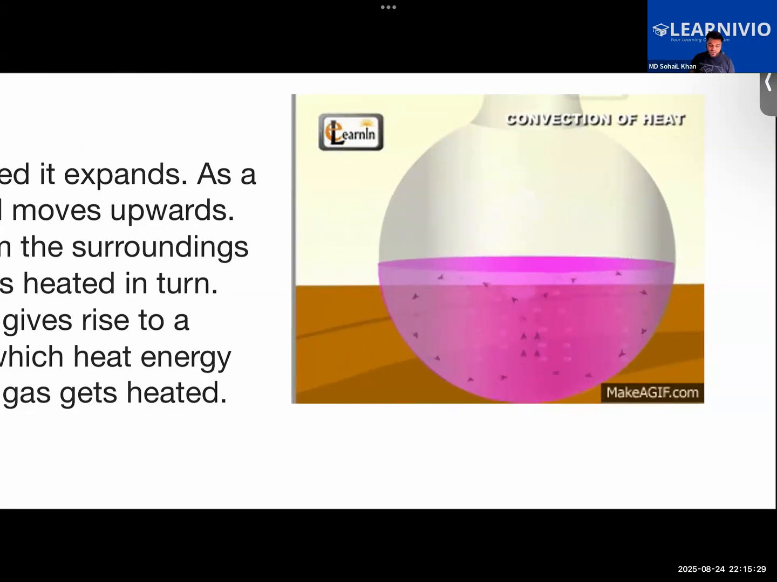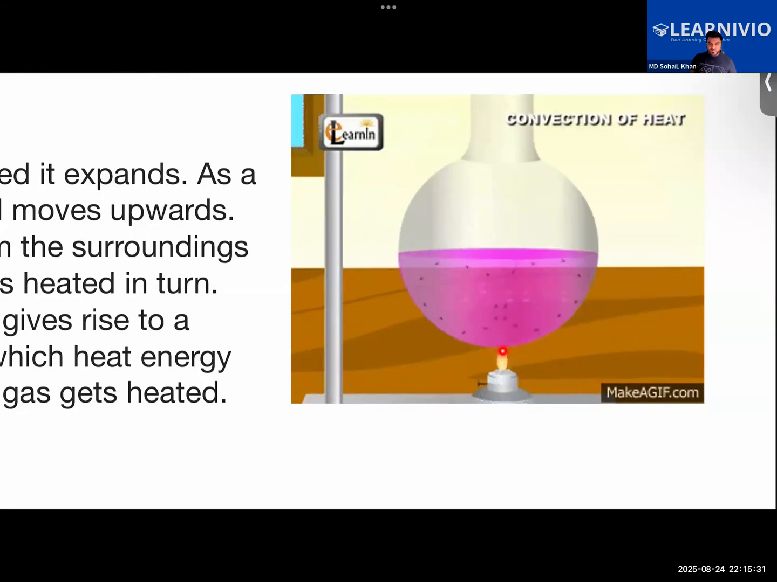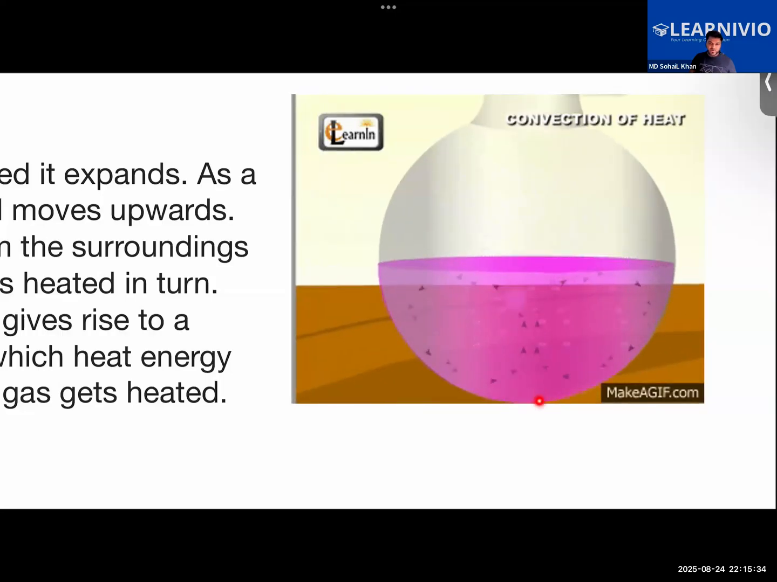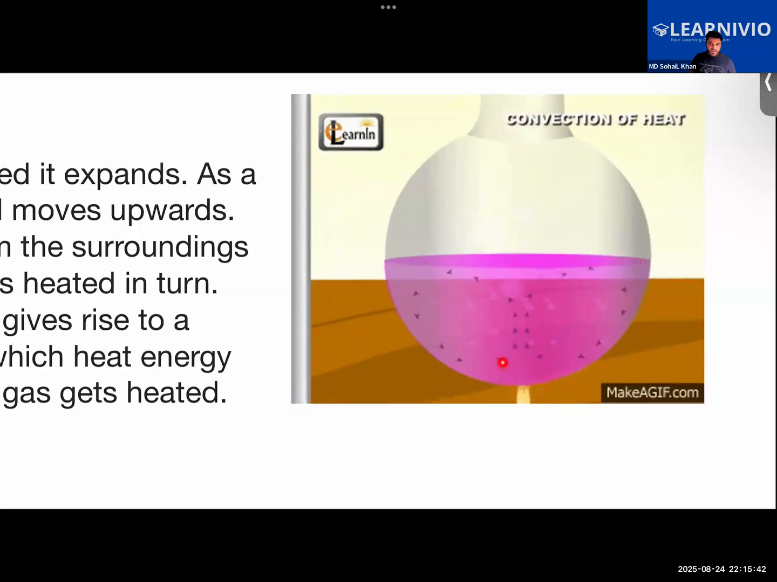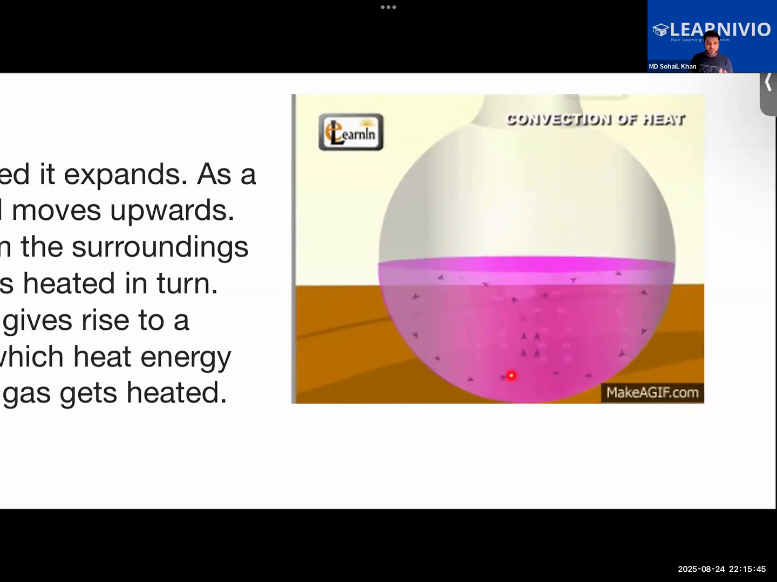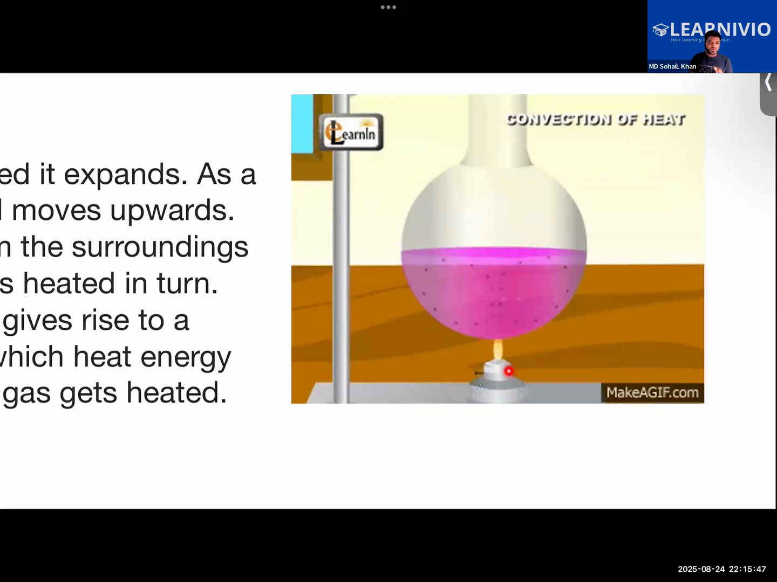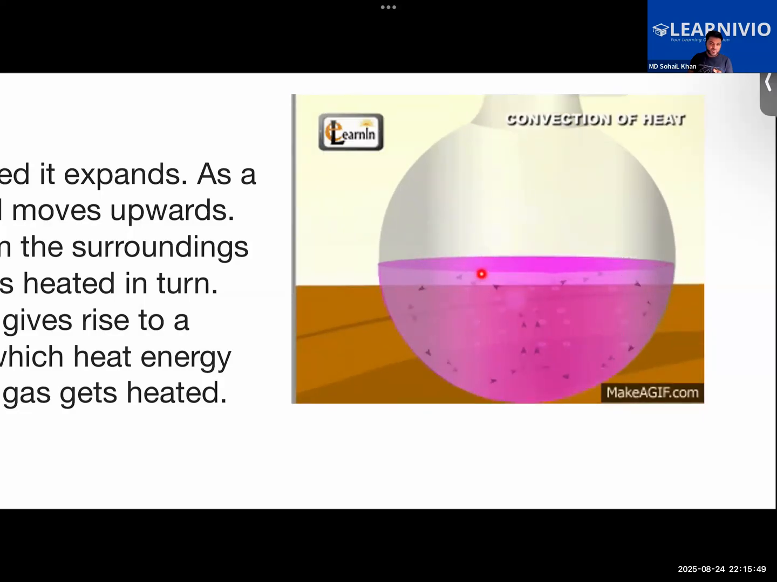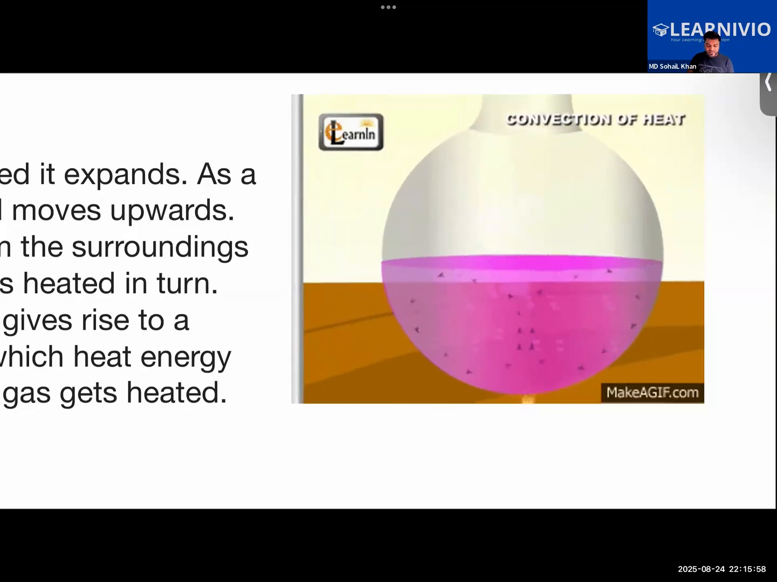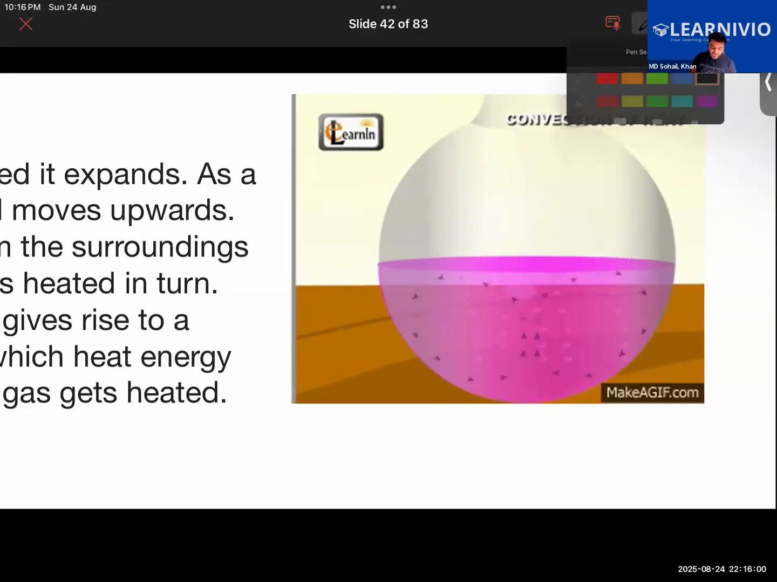Take a look at this solution here. As it is being heated on this burner, the molecules of the water or some liquid get heated up, so they become lighter and rise up. As they come close to the surface, they lose heat, become dense and heavy, and return back to the base. This cycle goes on and on, and this sets up a convection current.